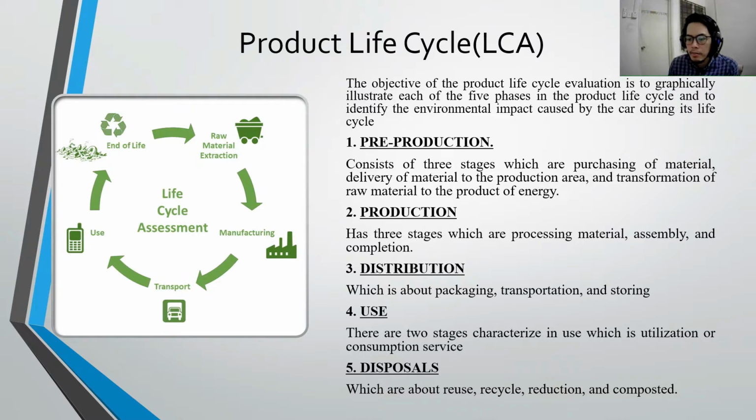The first is pre-production. Consists of 3 stages, which are purchasing of material, delivery of material to the production area, and transformation of raw material to the production of energy. The second one is production. Has 3 stages, which are processing material, assembly, and completing. The third is distribution, which is about packaging, transportation, and storing.